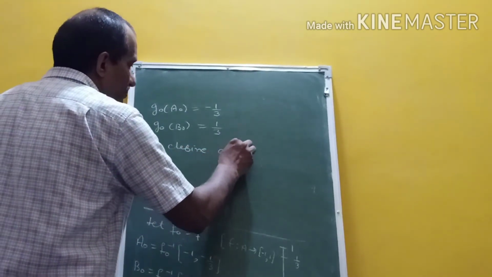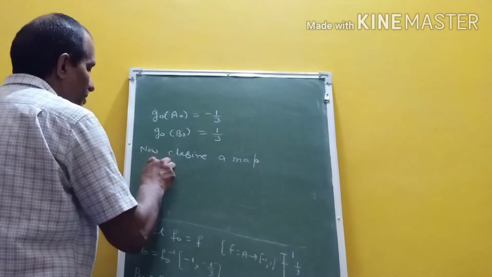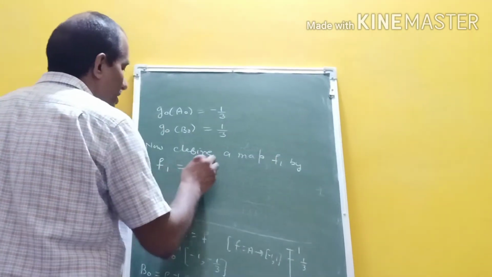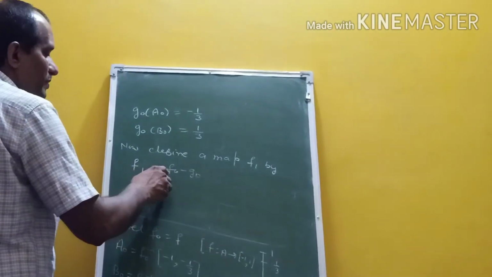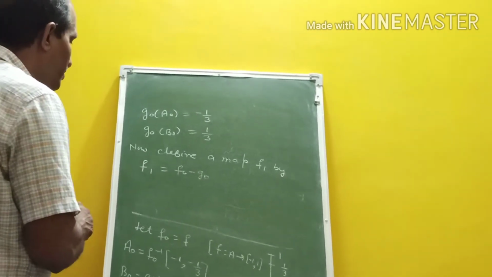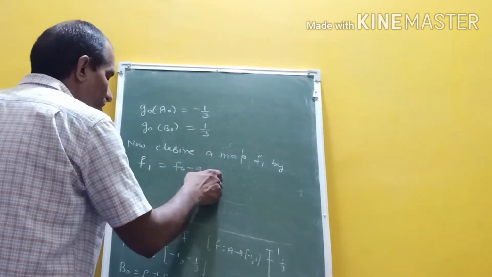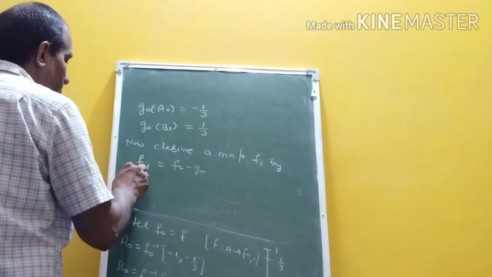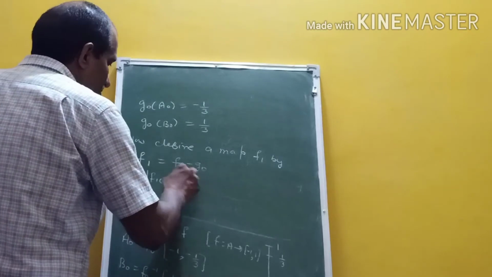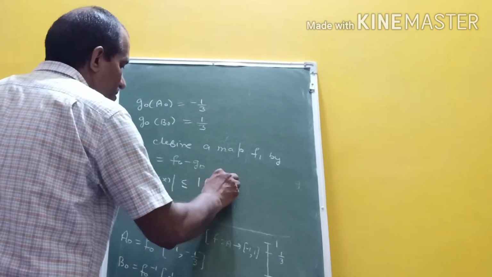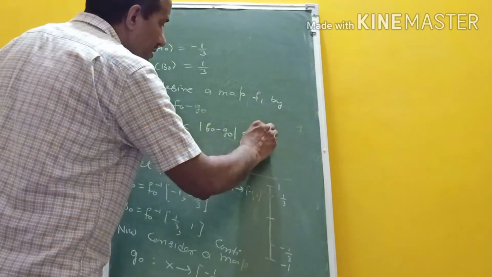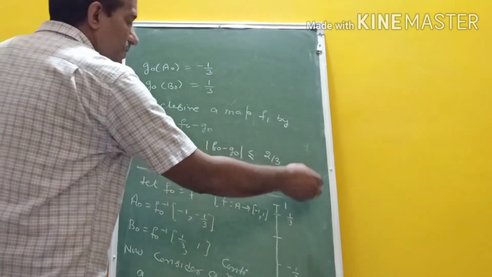Now define a map F1 by F1 is equal to F naught minus G naught. F naught is continuous, G naught is continuous, so F1 is continuous. Now this F1 is continuous on A. The absolute value of F1 of x is less than or equal to the absolute value of F naught minus G naught, which is less than or equal to, after this portion comes out from here, 2 by 3, that is 1 minus 1 by 3, 2 by 3.